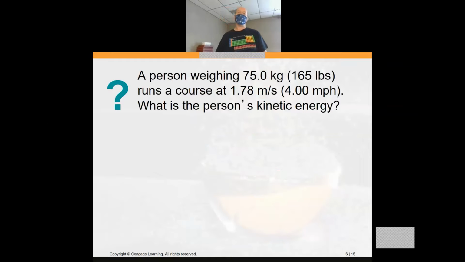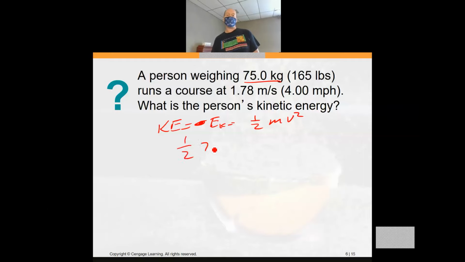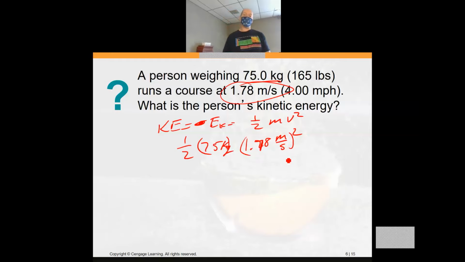All right, so we want kinetic energy. Remember, kinetic energy, that's equal to E sub K, which is equal to 1/2 mv squared. So we need to have our mass in kilograms, so 1/2 of 75 kilograms. And then we have to have our velocity in meters per second, 1.78 meters per second, and we square that. And now we have a kilogram meter squared per second squared, and we have a joule.